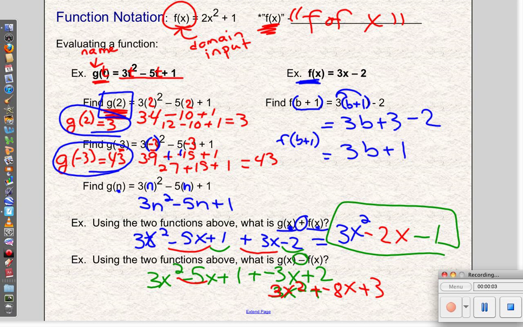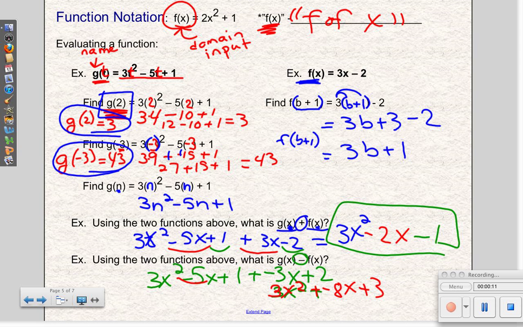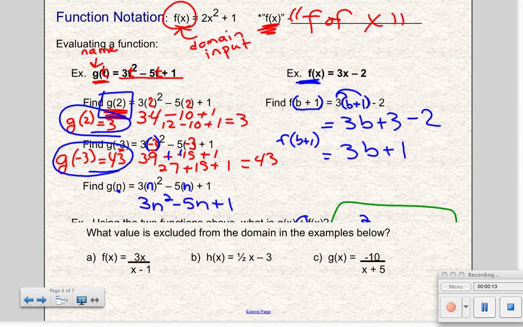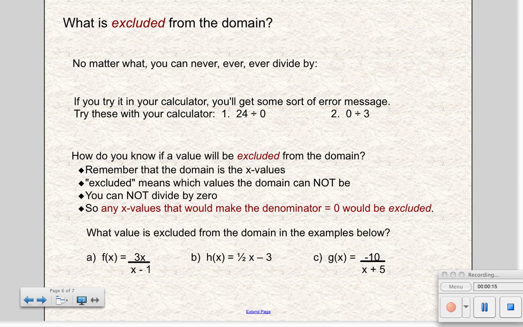Okay, chapter 4, section 2, part 3. So this will be the last video for that section. I just wanted to start here so you knew that it was the same thing. Moving along, this is the last kind of question that you're going to be asked, and that is, what is excluded from the domain?